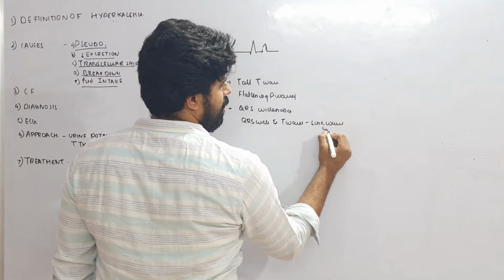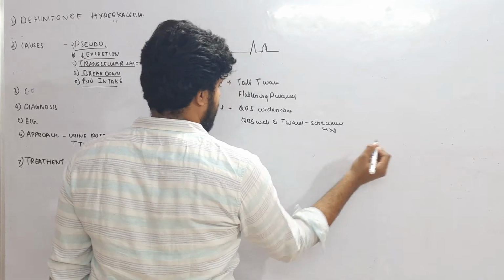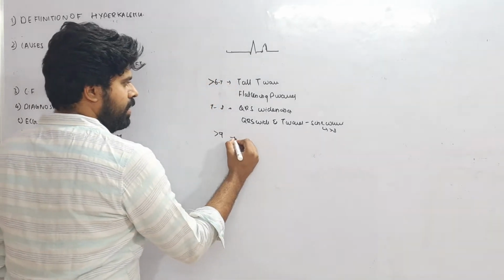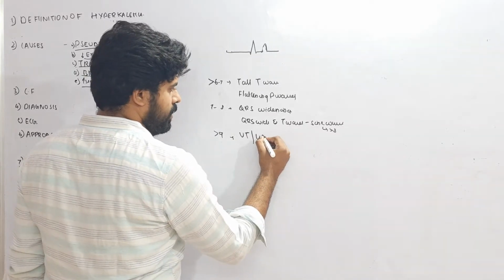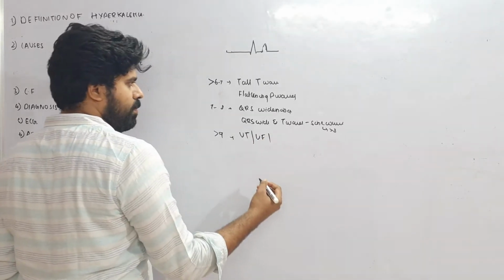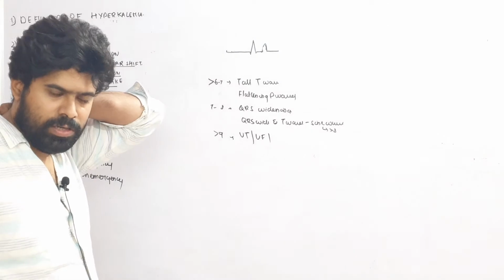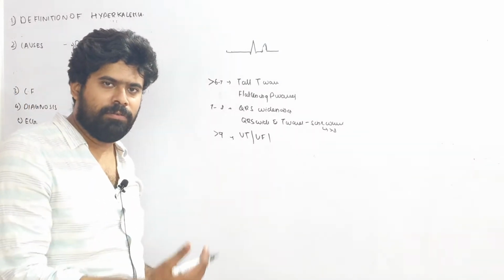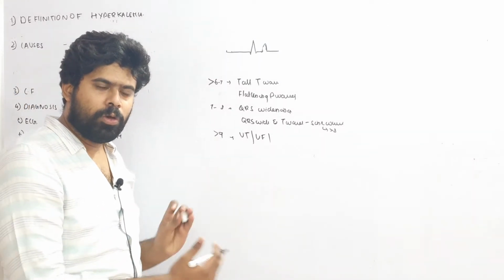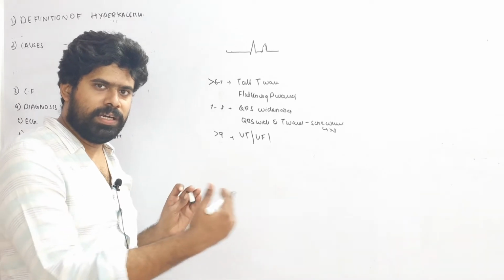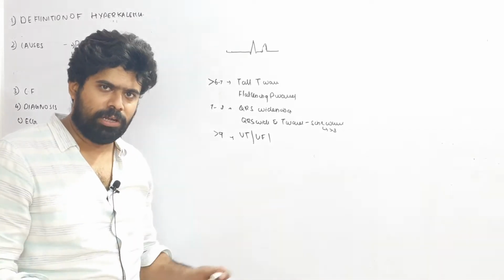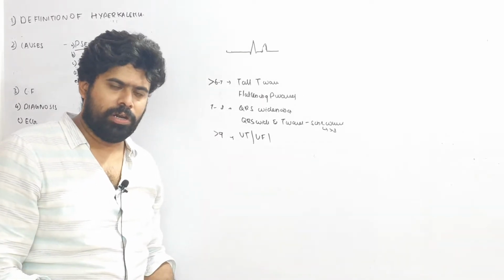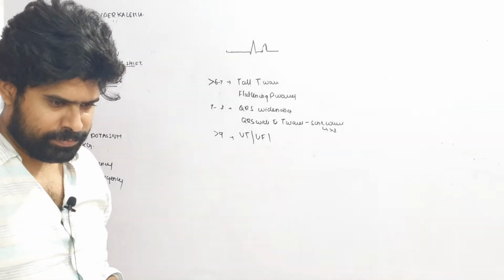It will be seen in values more than 8 milliequivalents of potassium, and values more than 9 will invariably produce ventricular tachycardia or ventricular fibrillation, or the patient can present as cardiac arrest. Anything is possible. So it initially begins with a tall T wave, then flattening of P wave, QRS widening, QRS and T wave merging to form the sine wave pattern, and then any ventricular arrhythmias, ventricular tachycardia or ventricular fibrillation. Anything is possible.